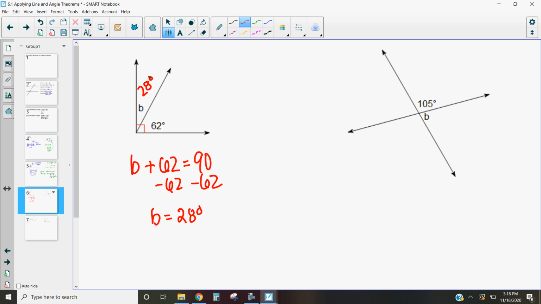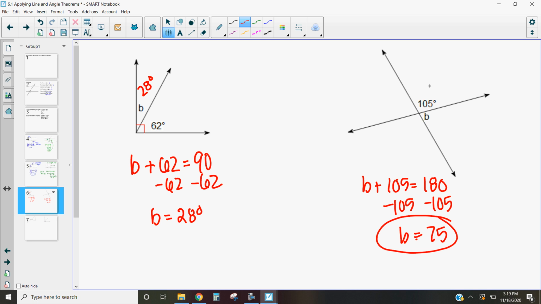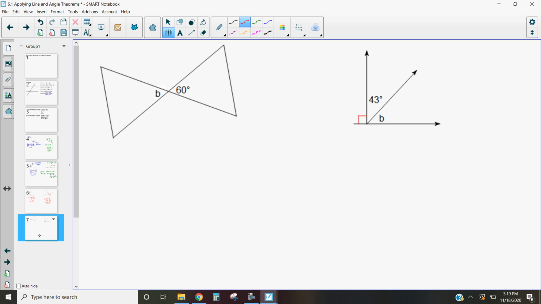Awesome. Now these other ones here are not right angles, but they are a linear pair, and a linear pair adds up to 180. So b plus 105 equals 180. Well, if I subtract 105 from both sides, I end up getting b equals 75. This is 75 degrees. Fantastic. And then we're going to look at these last two. Now this one over here, b and 60, this relationship is special because these are actually vertical angles. So they're exactly across from each other. And what do we know about vertical angles? That's right, they are congruent. And so b actually also equals 60 degrees in this case.